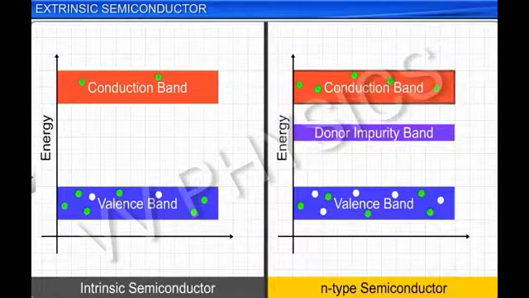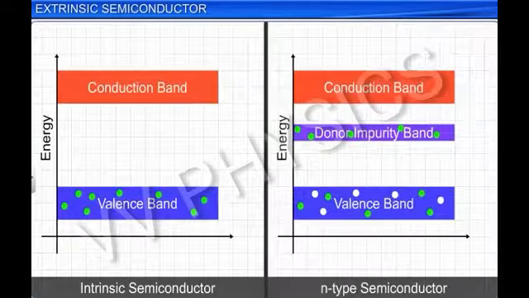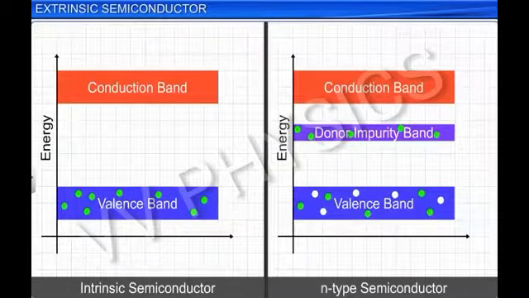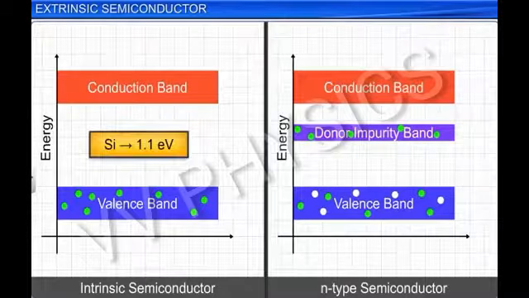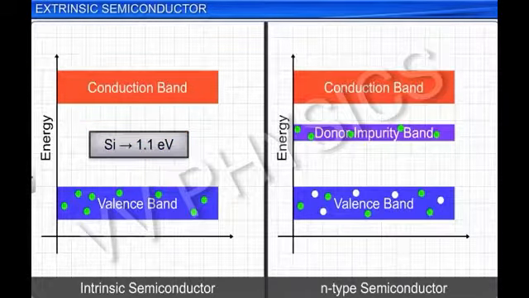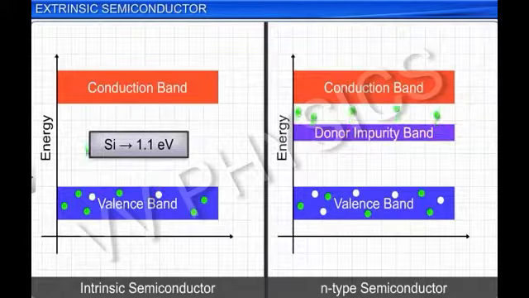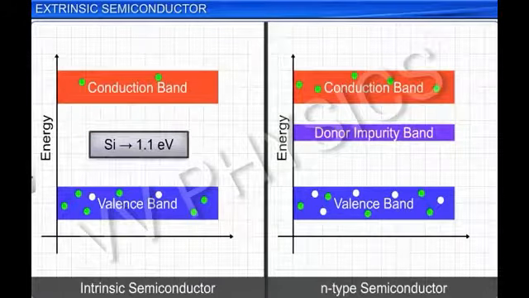For example, the energy required for an electron to jump from the valence band to the conduction band in an intrinsic silicon semiconductor is about 1.1 electron volt. If it is doped with a pentavalent impurity to a suitable level and converted to an n-type semiconductor, the energy required for an electron to jump from the valence band to the conduction band reduces to approximately 0.05 electron volt.